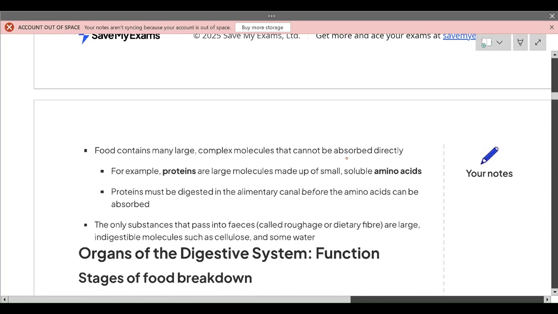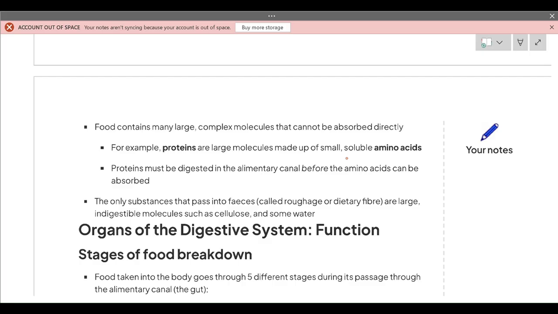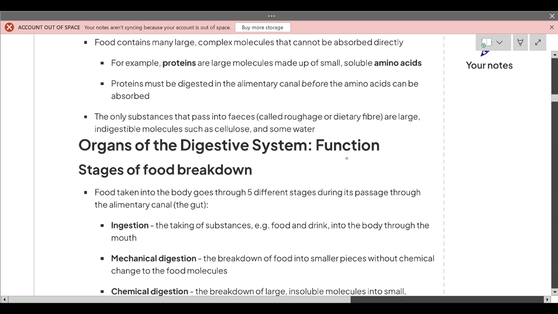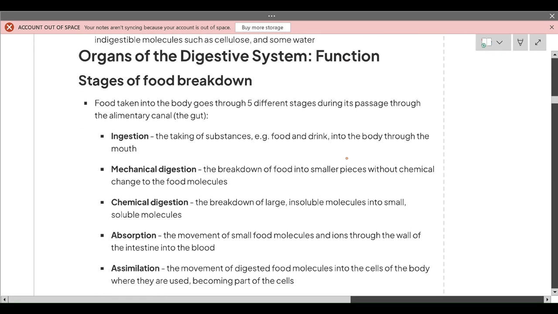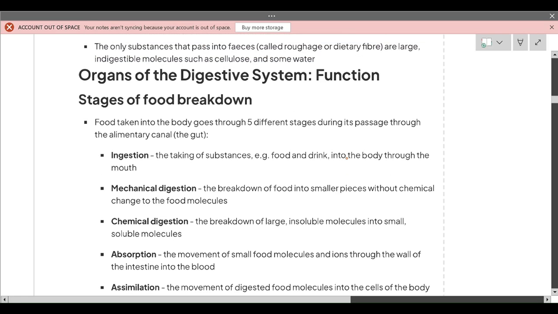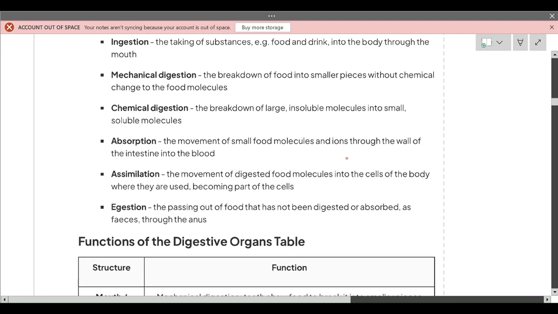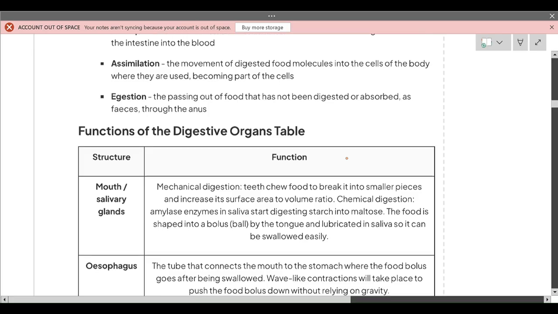We discussed some examples, like carbohydrates such as starch being converted into glucose, proteins being converted into amino acids, and lipids being converted into fatty acids and glycerol. Later, we discussed the main stages of the digestive system and the breakdown of food, in which we discussed ingestion, mechanical digestion, chemical digestion, absorption, assimilation, and egestion.